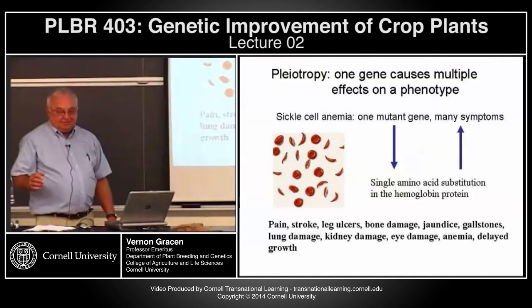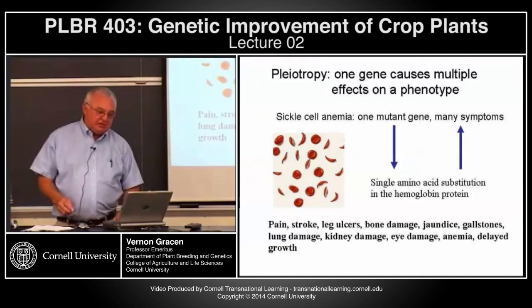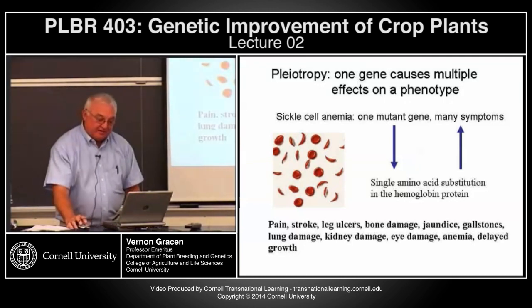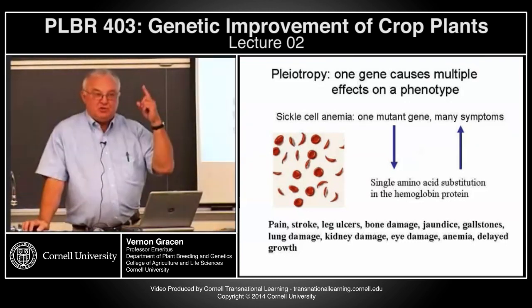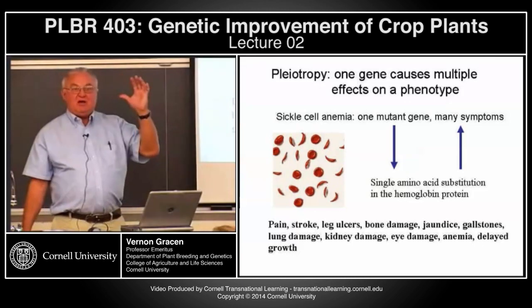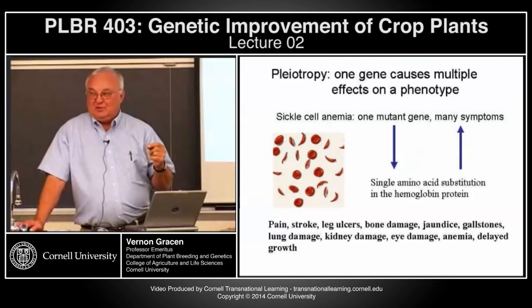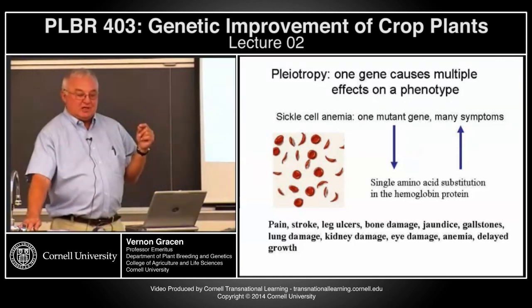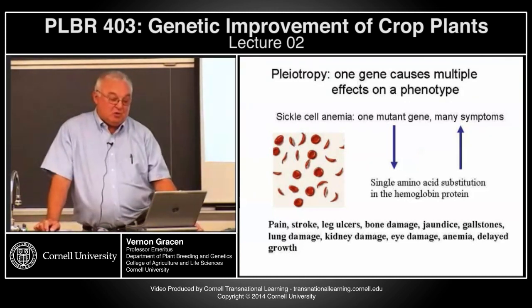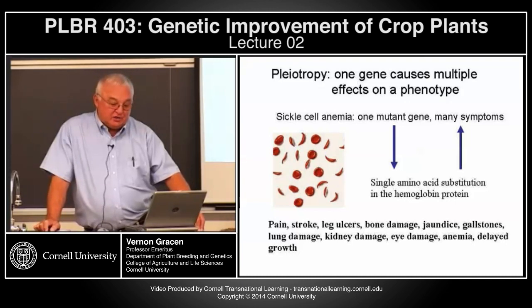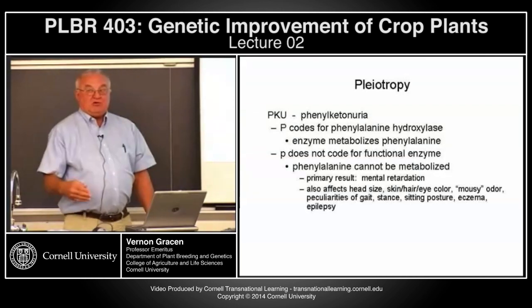All right, pleiotropy. A case where one gene controls lots of different traits. And sickle cell anemia is by far the most important example of that. It's one mutant gene, been mapped, it's been characterized. Today, with the human genome being completely mapped, we know in detail what the sickle cell gene looks like. But basically it produces many symptoms. Pain, stroke, leg ulcers, bone damage, jaundice, gallstones, lung damage, kidney damage, eye damage, anemia, and delayed growth.